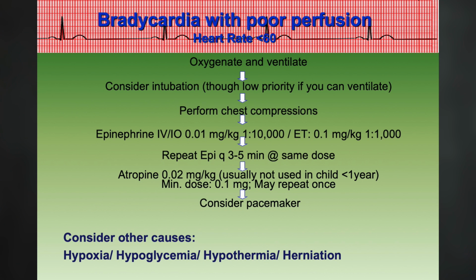Occasionally, in the child who we think has some type of an overdose or some type of a pesticide ingestion or some type of a block, we might see atropine attempted, but not as readily as in adults. I look at personally 4 causes of bradycardia in children, and those are hypoxia, hypoglycemia, hypothermia, and herniation of the brainstem from head injury.